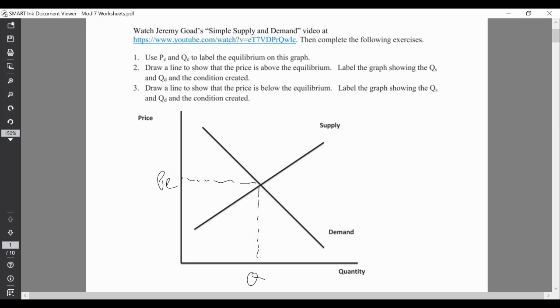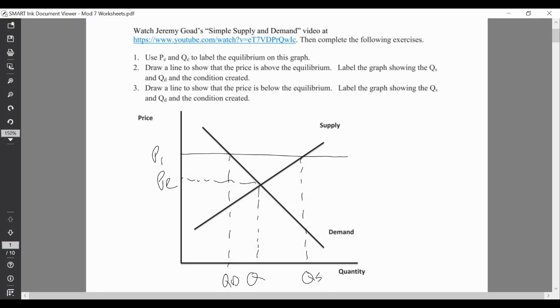Then it says to draw a line to show that a price is above the equilibrium. So here we go. I'm going to draw a price that's above the equilibrium, right? Price above the equilibrium, and showing QS and QD and the conditions created. So we'll go ahead and label this P1. And we can see right here at these conditions we have quantity. What does it say? QS and QD. So this is quantity supplied. This right here is the amount of quantity demanded.